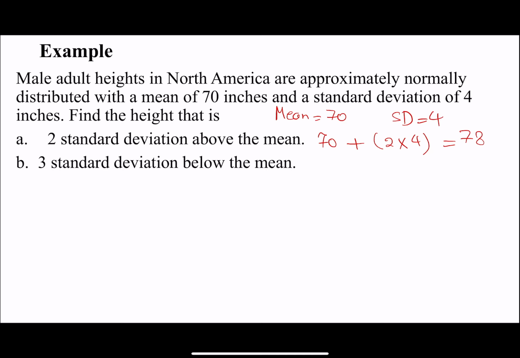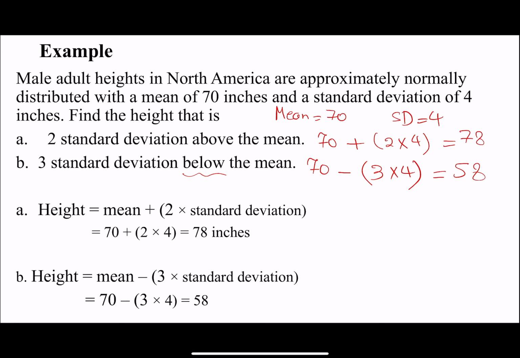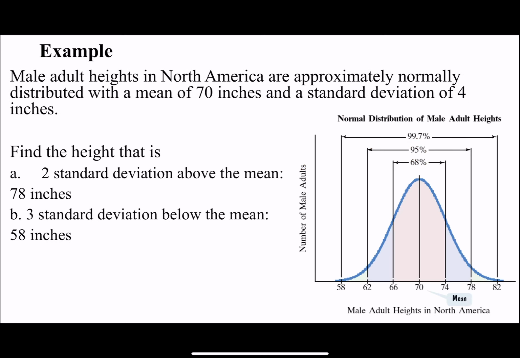Part B, 3 standard deviations below the mean. Mean value is 70, minus how many? 3 standard deviations. 3 times the standard deviation of 4 is 12. So 70 minus 12 is 58. So look at here: 2 standard deviations above the mean, the mean value is right in the middle, 2 standard deviations to the right, as you see, is 78. 3 standard deviations below the mean, 1, 2, 3, as you see, is 58. Right? So here we go.